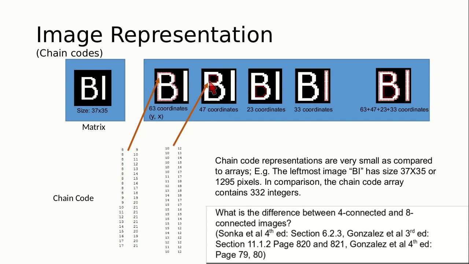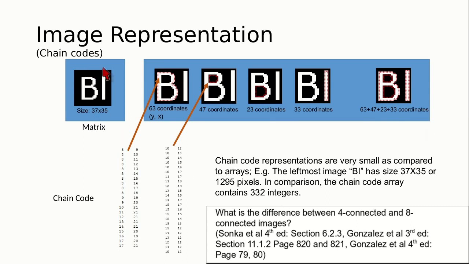Similarly, you will store the values for the inner loop, inner boundary, 47 coordinates, 23 coordinates and so on and so forth. So the total number of values that you have to store for this image are 63 plus 47 plus 23 plus 33, right? Only 332 values. So the chain code would contain 332 integers, right?